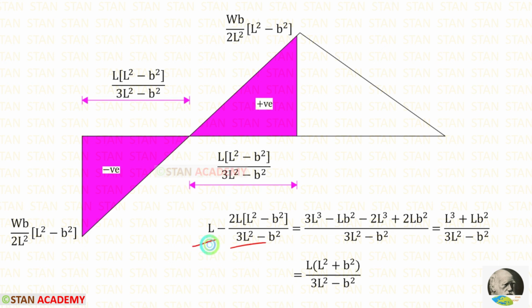For both of these terms, we can take LCM. We can multiply L with this. When we do that, we will get this. 3L cube minus 2L cube, we will get L cube, minus LB square plus 2LB square, we will get LB square. From here, we can take L outside.